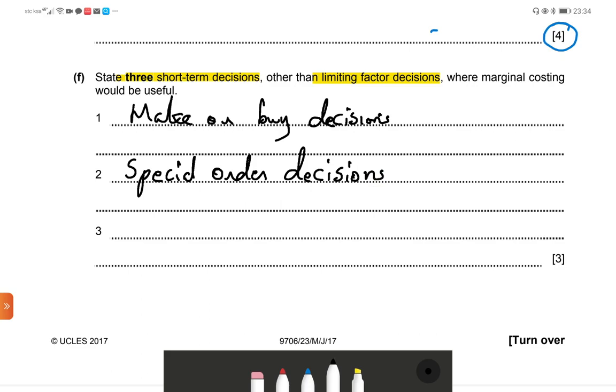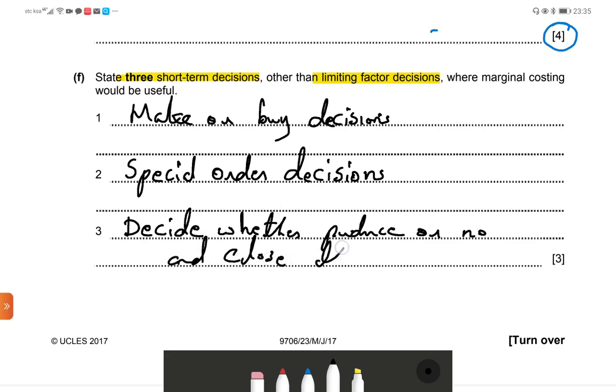Third one, decide whether to produce or not produce or close a department. If the business cannot produce a product, they can close the department of that product. So it will help the company to take a decision whether to produce or not or close the department.